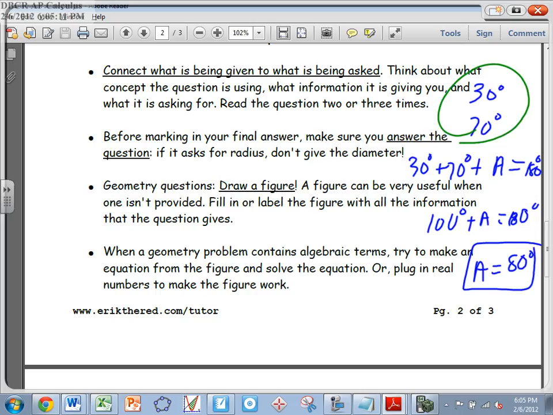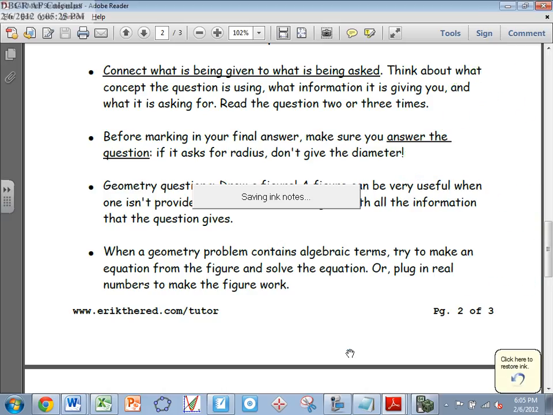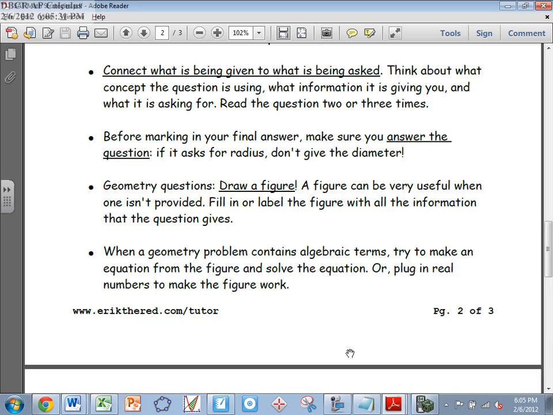So you connect what you are given to what is being asked. How do you connect that? With the means of an equation. So always connect what you have to what you're actually being asked. Now, this next one is so important. Before you mark your answer, make sure you're answering the question being asked. Again, answer the question being asked.